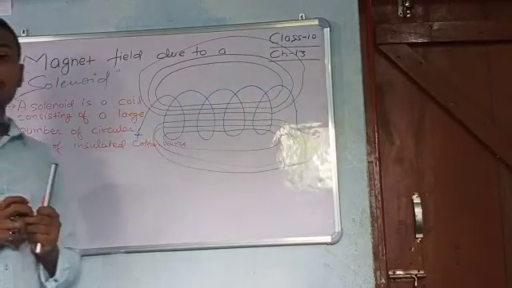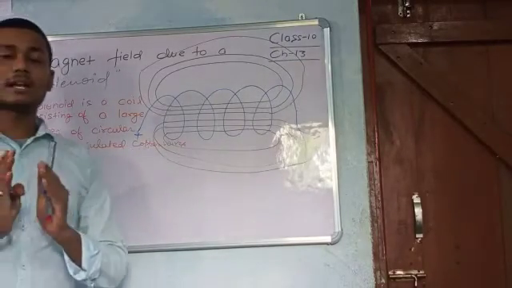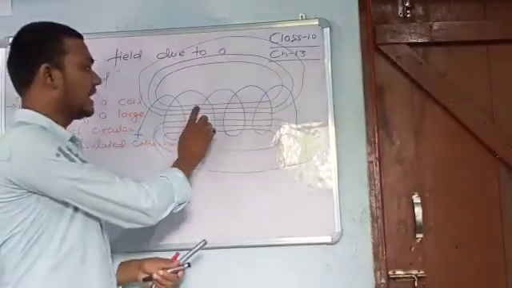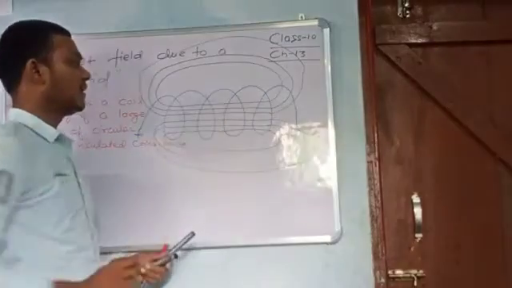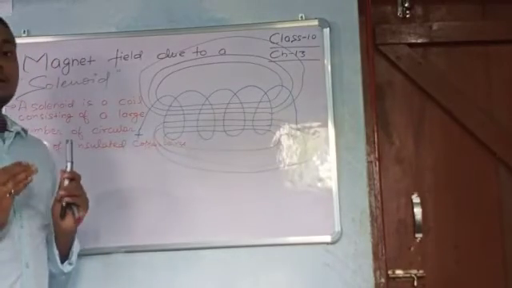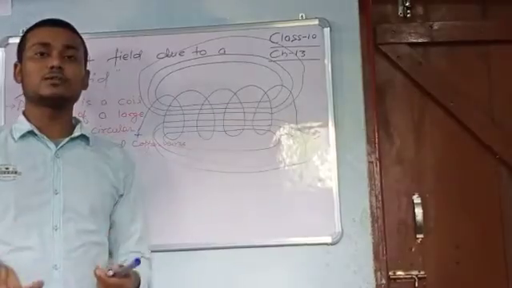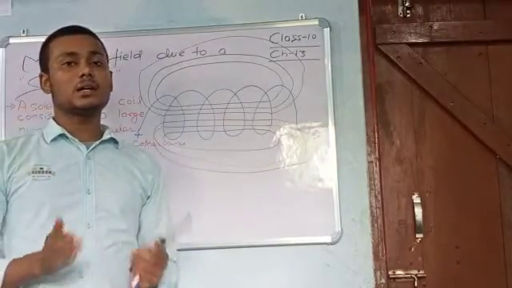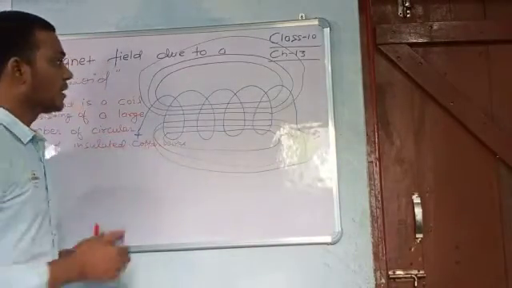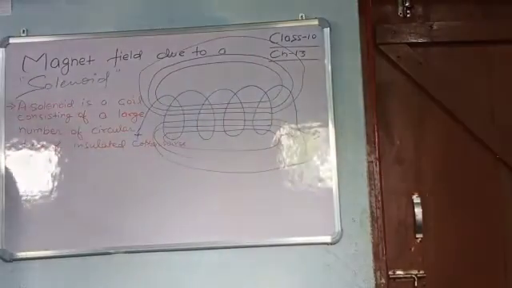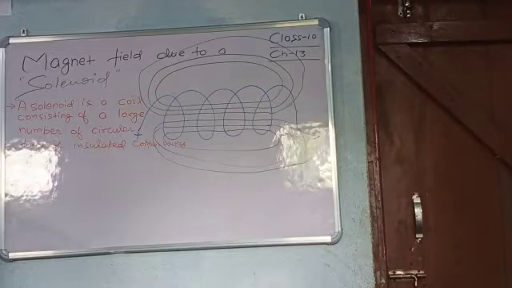I repeat again, the magnetic field lines produced inside the solenoid are straight and parallel, but the magnetic field lines produced outside the solenoid are again curved and closed. Okay, so this is all about the magnetic field produced by a solenoid.